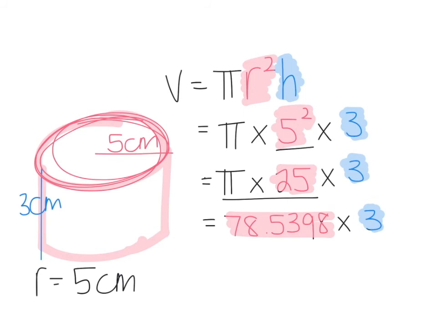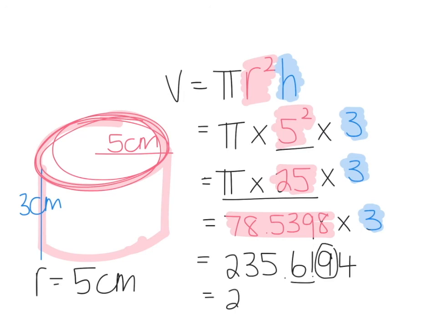Going back, 78.5398 times 3 equals 235.6194, but I'm only going to want it to 2 decimal places, so I'm going to look at that and see whether that one's above 5. It is, so this 1 is going to increase to 2. 235.62, I'm looking at centimetres, and I'm looking at a 3D shape, so that is cubed.